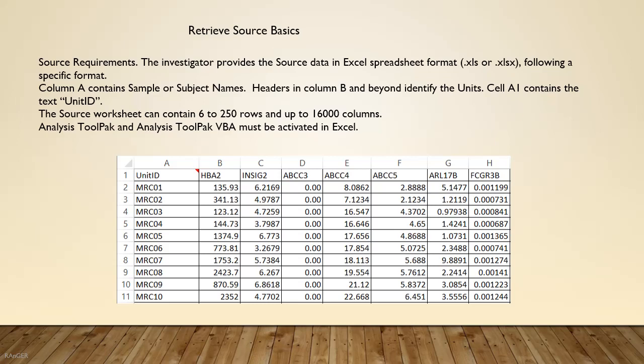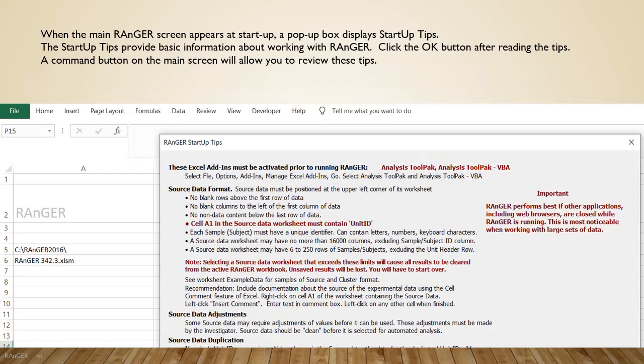Analysis Toolpack and Analysis Toolpack VBA must be activated in Excel. When the main Ranger screen appears at startup, a pop-up box displays Startup Tips. The Startup Tips provide basic information about working with Ranger. Click the OK button after reading the tips. A command button on the main screen will allow you to review these tips.